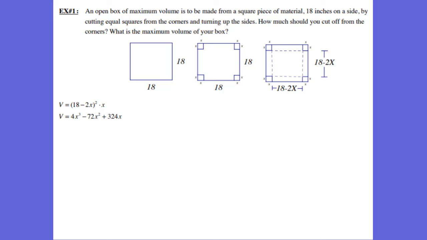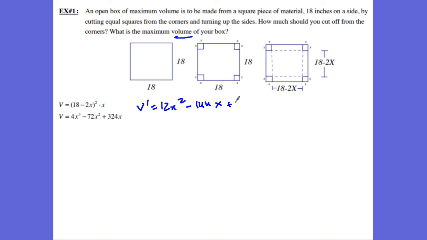So here we have the famous box problem. We're trying to make the famous box with the maximum volume. What do I have here? I have an area times a little height, so (18 minus 2x) squared times x. We distribute that, we get 4x cubed minus 72x squared plus 324x. And so what are we going to do? We're going to take our first derivative test because we're doing optimization. We're trying to find out the maximum.